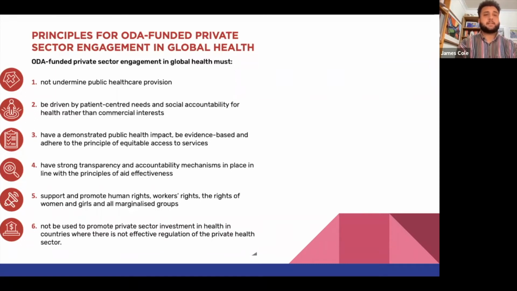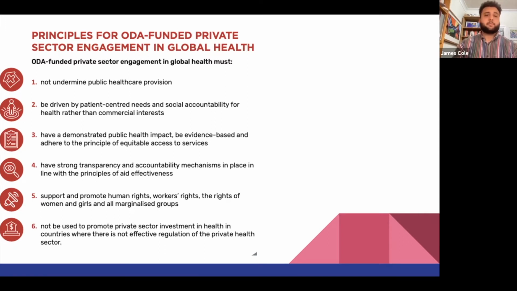So the 6 different principles for ODA-funded private sector engagement in global health set out on the screen are not attempting to address all of the ways that the private sector operates in healthcare, but rather considering the role of the private sector when official development assistance aid is being used for for-profit private services. And it looks specifically at considerations on how to advance the UHC agenda as well.